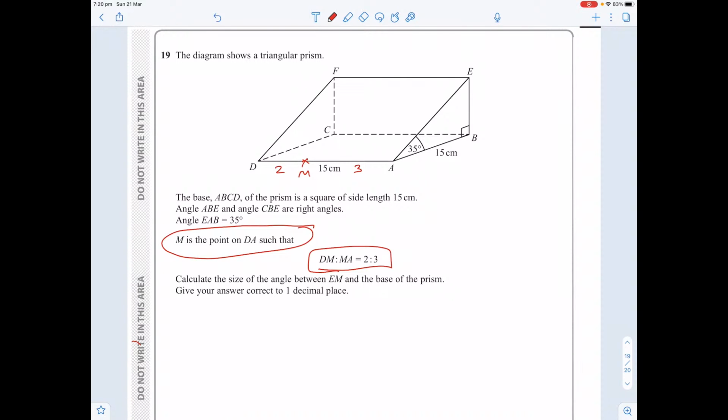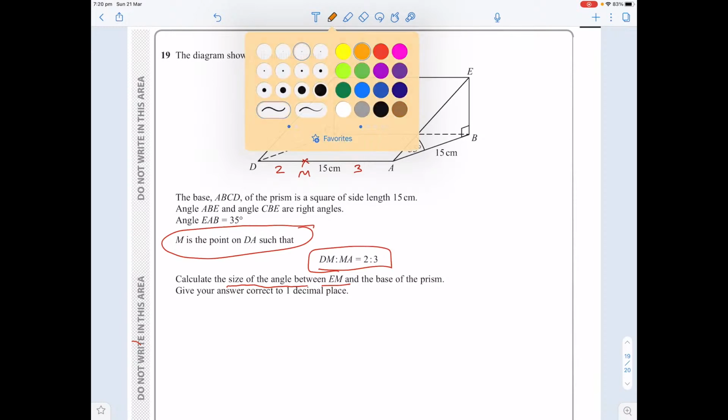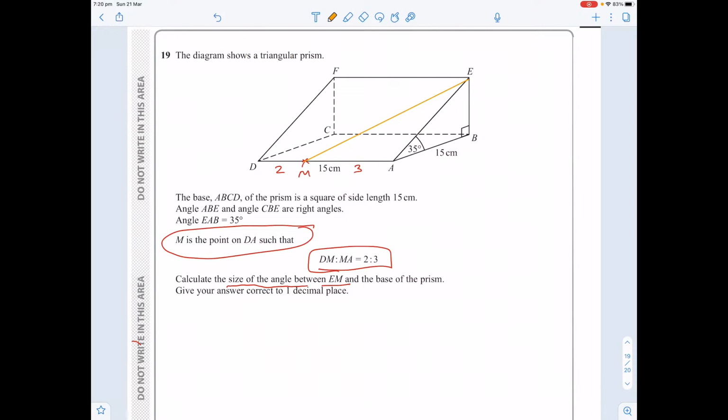We are also told to find the size of the angle between E to M and the base of the prism. So we need to also draw this line in. So let's do that. So E to M. Okay, there's E to M. Now the base of the prism is this. That's the base. So in order to form a triangle so that we can have an angle, we will go from the point M all the way to the point B. And so this is the angle that we are being asked to find. Okay, so let me just use another color to mark this. This is the angle that we want to find.